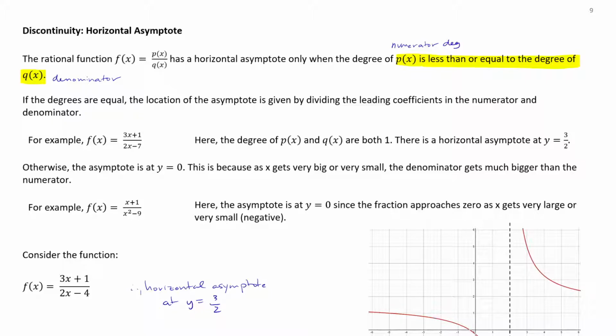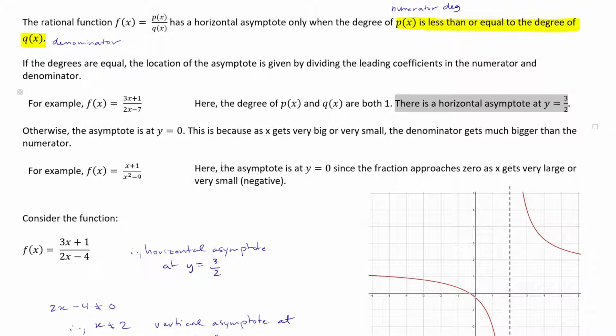If the degrees are equal, then the location of the asymptote is given by dividing the leading coefficients. So these are my leading coefficients, 3 and 2. Here, the degree of the numerator and the degree of the denominator are both 1, so they have equal degrees. If they have equal degrees, that means we're going to have a horizontal asymptote, and we have a horizontal asymptote at y is equal to 3 over 2.